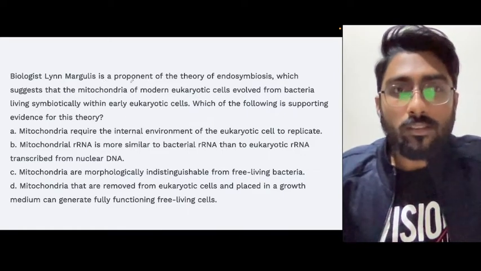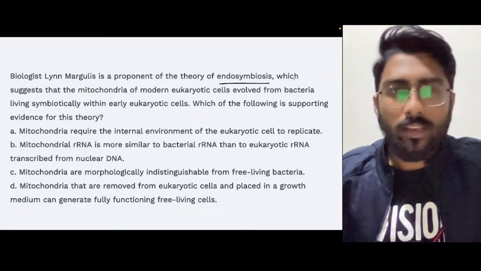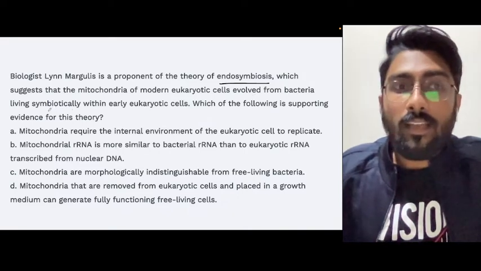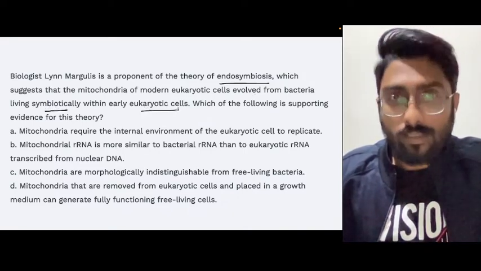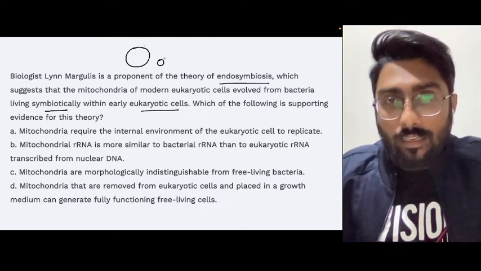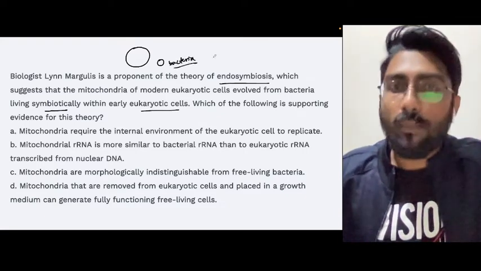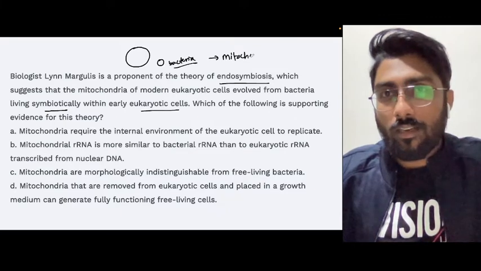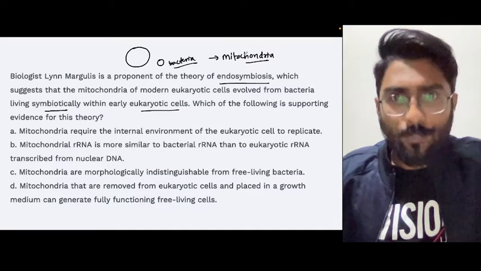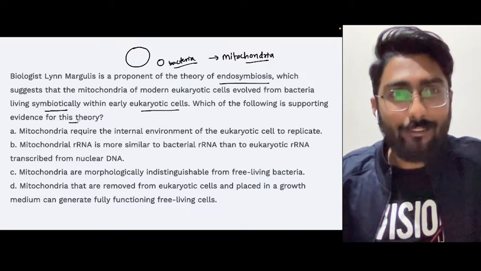Biologist Lynn Margulis is a proponent of the theory of endosymbiosis. This is a very popular theory which suggests that the mitochondria of modern eukaryotic cells evolved from bacteria living symbiotically within early eukaryotic cells. In early eukaryotic cells, the cells engulf the bacteria, which then formed the mitochondria. This is the endosymbiosis theory, and it is the same thing with the chloroplast also. Which of the following is supporting evidence for this theory? So there should be some evidence, no?